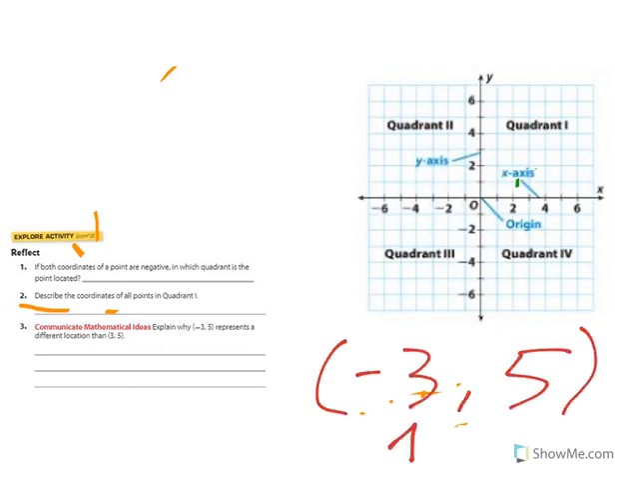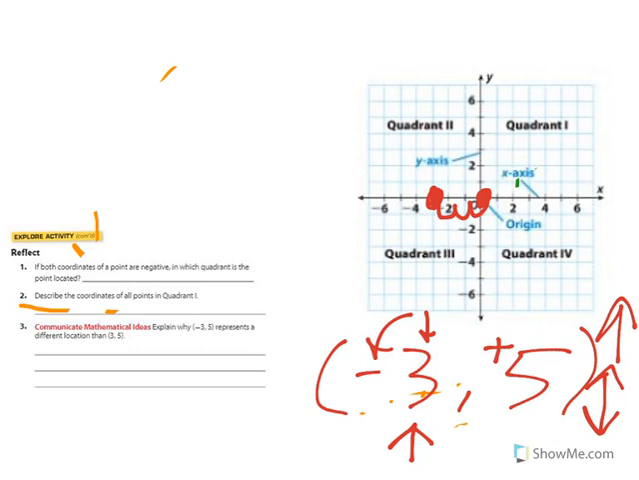It means that we go across first. So we always start at the origin. Alright, what does it tell us to do? It tells us to go 3 to the negative side. So I go 1, 2, 3. And now my y coordinate, which tells me to go up or down. Since that is a positive, I'm going to go up. And what does it tell me to do? It tells me to go up 5, 1, 2, 3, 4, 5.